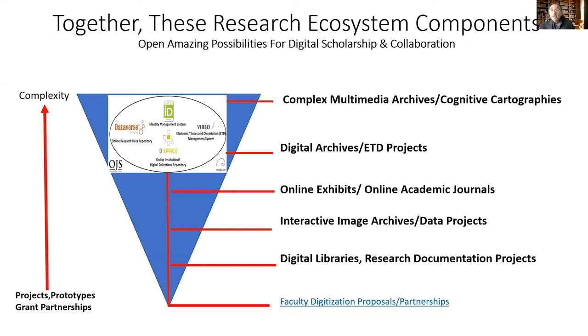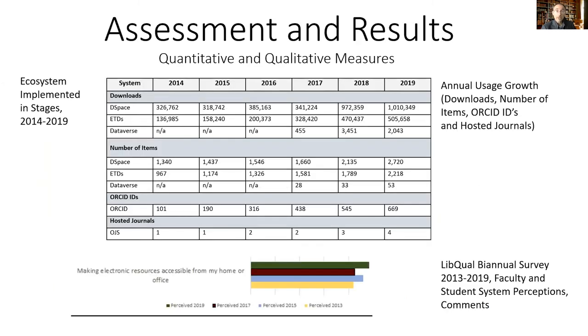Now, together, these research ecosystem components really open amazing possibilities for digital scholarship and collaboration, ranging from simple levels in terms of creating digital libraries to more complex levels in terms of creating online exhibits and online academic journals, to very complex levels in terms of putting all of the pieces together and creating complex multimedia archives and more complex cognitive cartographies.